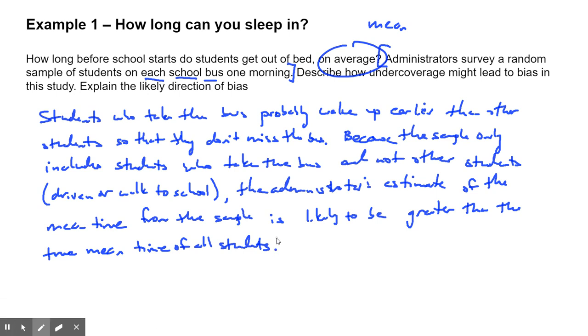So notice when it comes to undercoverage, I try to talk about who they did interview and what they would say. So I talked about the bus and waking up early. Then I talked about who they did not survey, and then I talked about the direction. So try your best to do all that in your responses. Okay, great. That's objective 1. Objective 2 is coming.